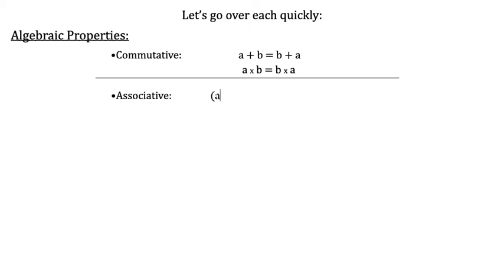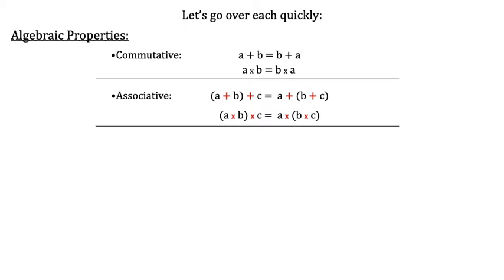There are associative properties where the a and b in the brackets get added first and then added to c, which is the same as having the b plus c added together first and then adding a. And the same is true with multiplication. Associative properties work when the operator is the same: plus, plus, plus, plus, times, times, times, times.